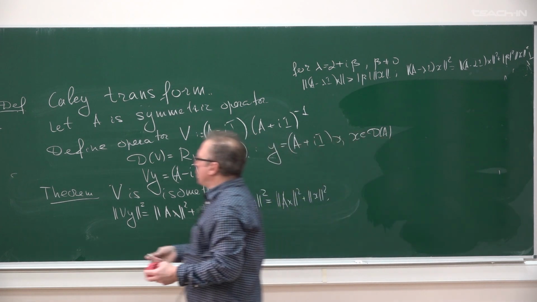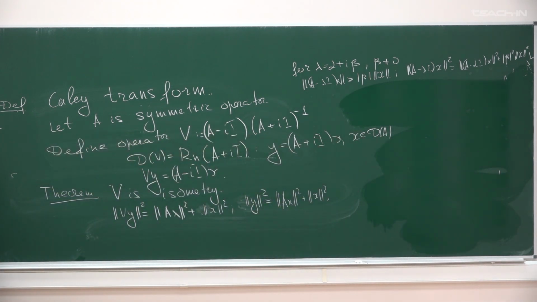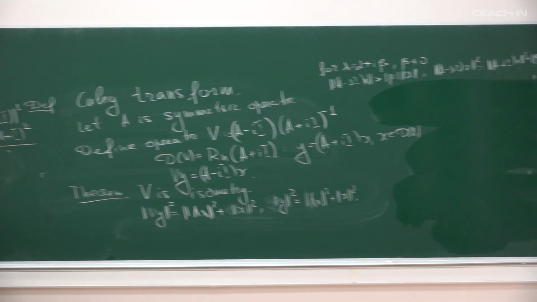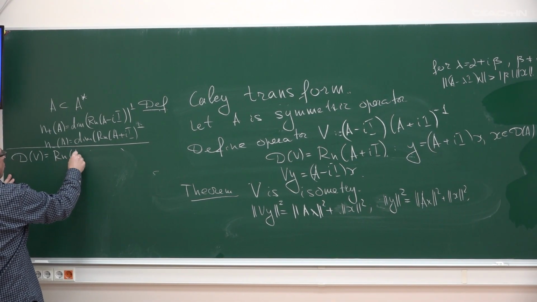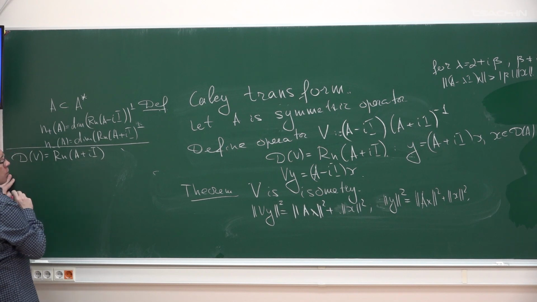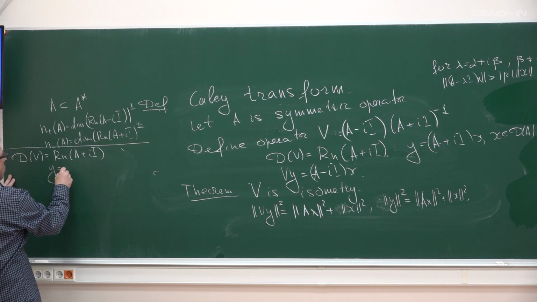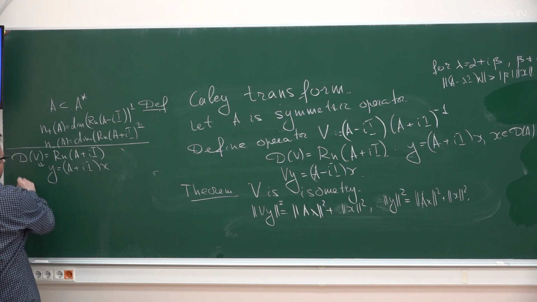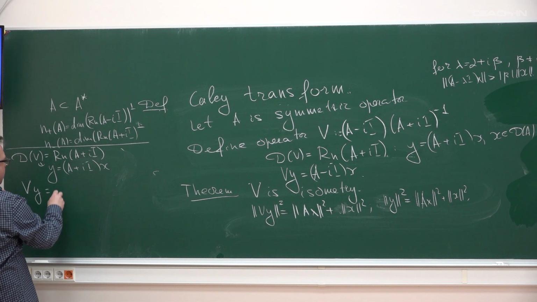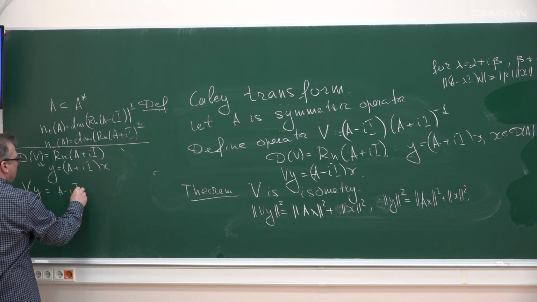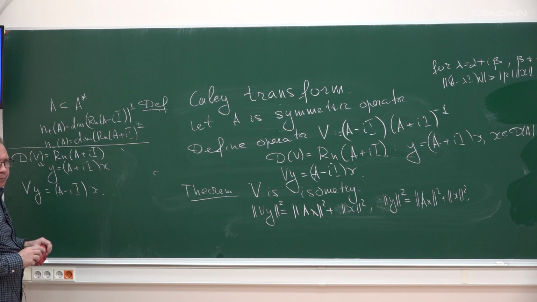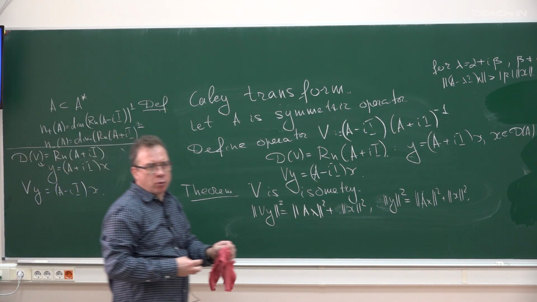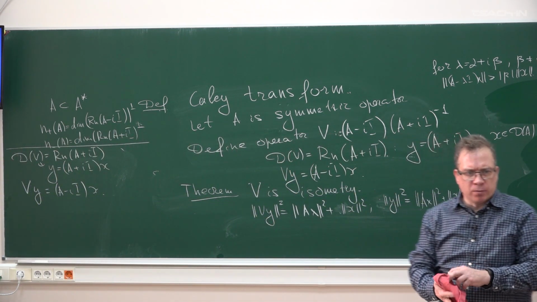So let's write here, because we use this formula very often today. The domain of operator V equals the range of this operator. So y equals this, and V on y acts as A minus iI x. I repeat this formula because we need it very often today.